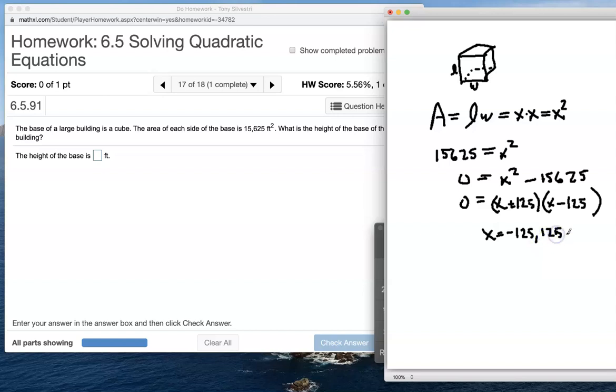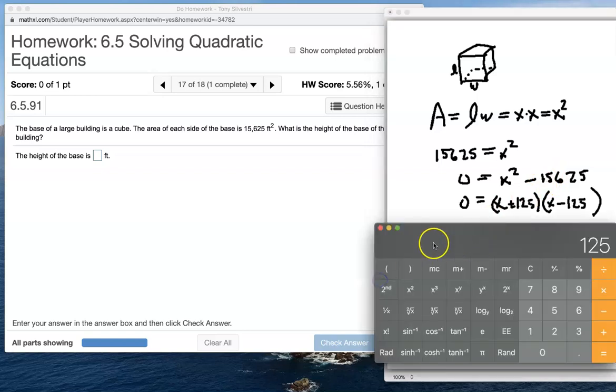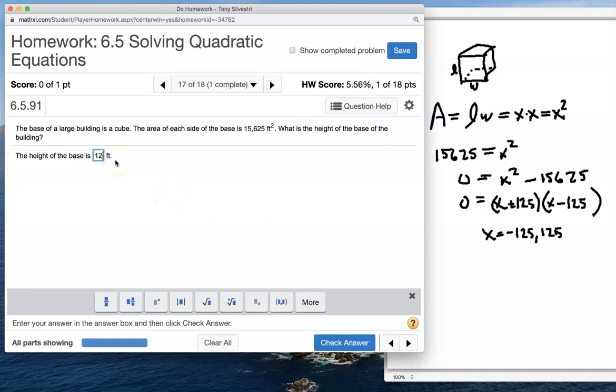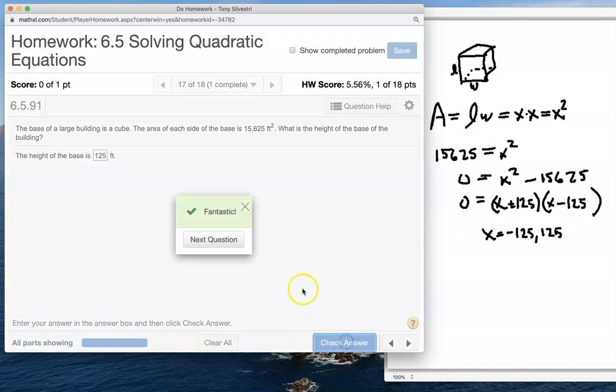You need a calculator. I'm not sure why they gave you such a big number here, because it's not intuitively obvious that 125 multiplied by 125 is that. But luckily you won't see this problem ever again, only on this type of homework, and you'll probably have a different number when you do your homework. The only answer that makes any sense is the positive answer, for the same reason: when you measure a length, you don't measure negative numbers. So I'm going to take 125, check your answer, and fantastic.